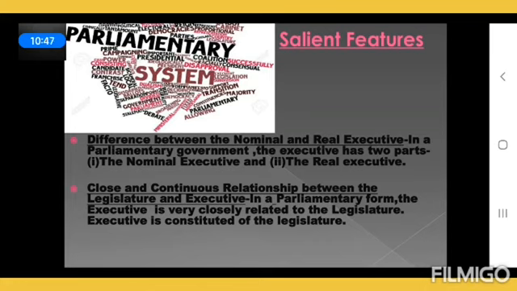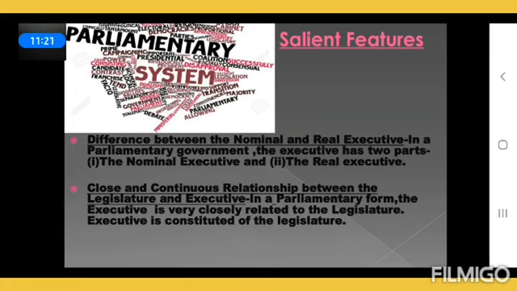So in a parliamentary form of government, the executive has two parts, that is the nominal executive and the real executive. Here we can say, students, the head of the state is the nominal executive, right? All the executive powers are vested with him, that means with the president, but he himself does not exercise them. So in a parliamentary form of government, the country runs in the name of the nominal head.